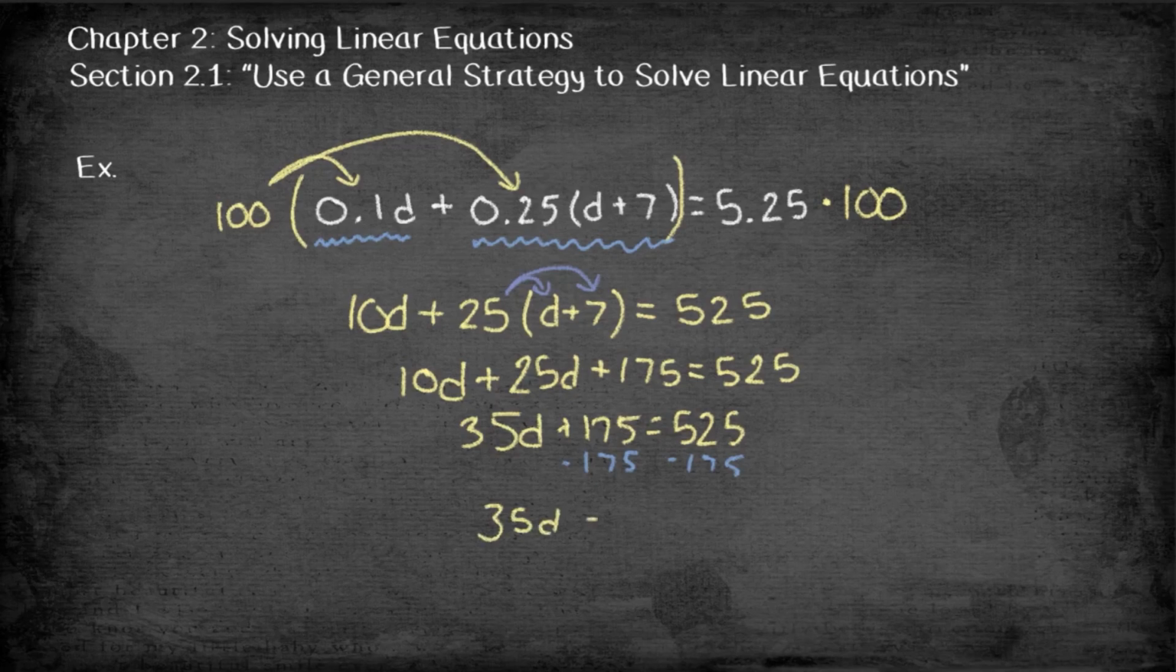So we have 35d equals 350. Dividing both sides by 35, we get d is equal to 10. And I think that's probably good on examples for the time being. So that about wraps it up for section 2.1.